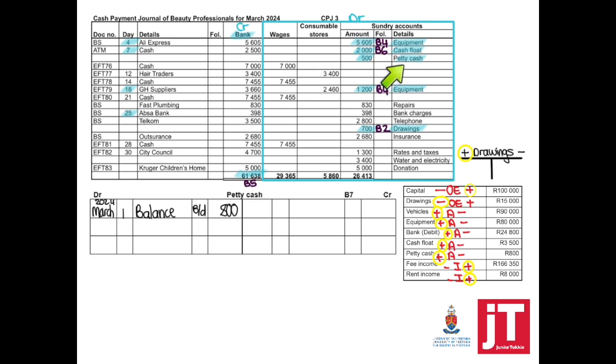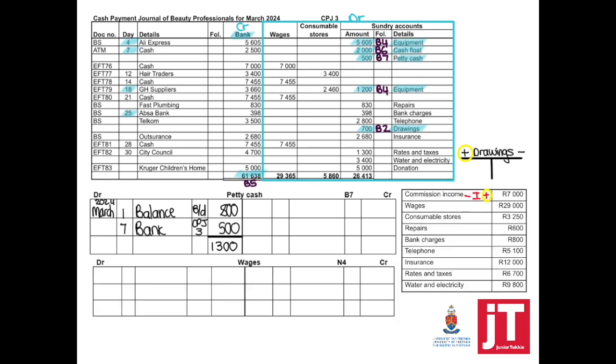On the day of the transaction, which took place on the 7th, we're going to have the contra account bank from the CPJ, the amount 500, and indicate that you've taken it to account number B7. Last step, total, close off the account. There's nothing on the credit side, so we're going to add everything on the debit side.